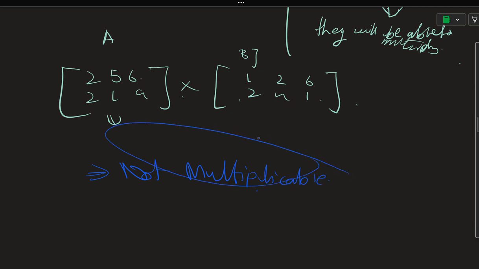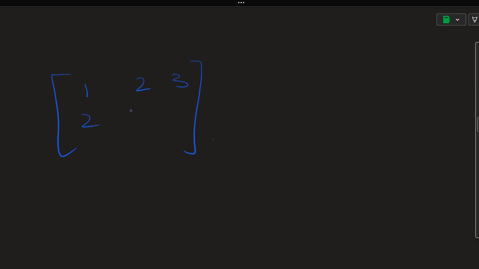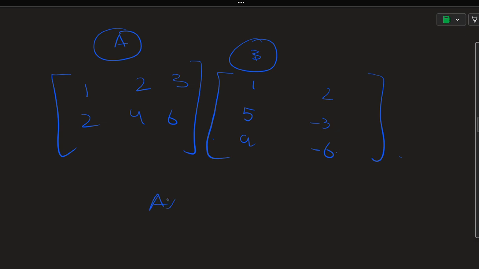Remember this. And lastly, I would like to give you a question. You have to do this by yourself so you get the practice: 1 2 3, 2 4 6, and this is the A matrix, and the B will be 1 5 9 and 2, minus 3, and minus 6. So multiply A cross B and find the answer, and if possible write it in the comment section.